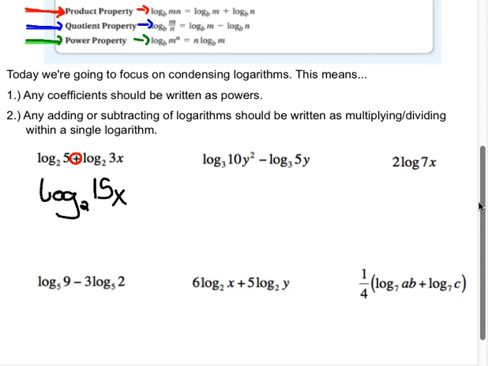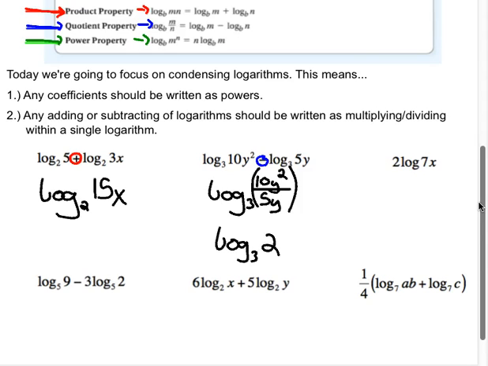All right, what about this one? Well, subtraction. Subtraction equates to division. So this time I'm going to have log base 3 of 10y squared divided by 5y. And this time I'll just put in parentheses to make it a little bit easier to read. So subtraction equates to division, okay? And with that division, this actually simplifies, okay? So log base 3, 10 divided by 5 is 2, y squared divided by y just leaves me with y. And that would be what it looks like as a condensed one.